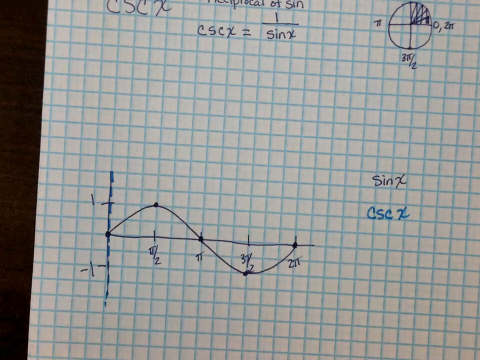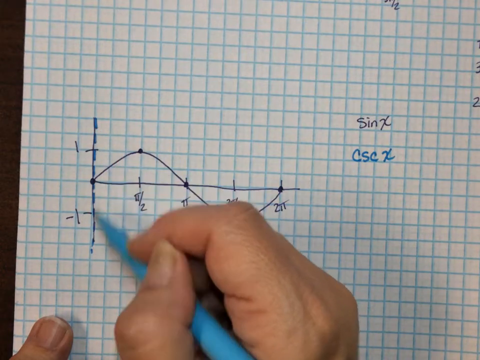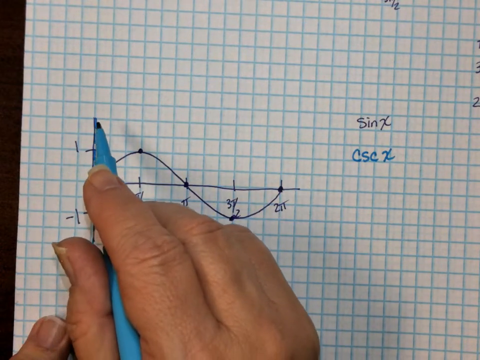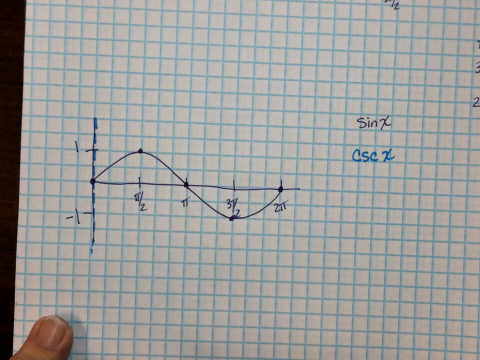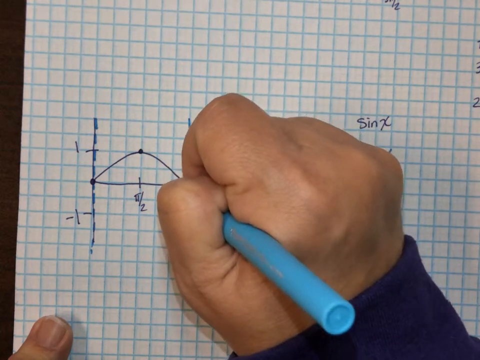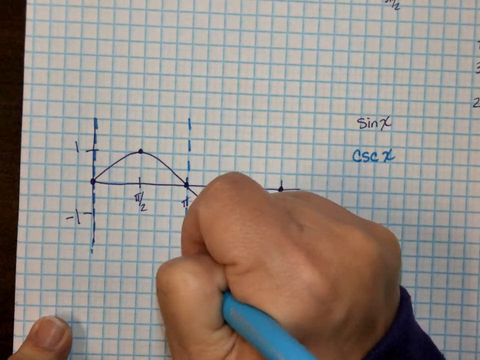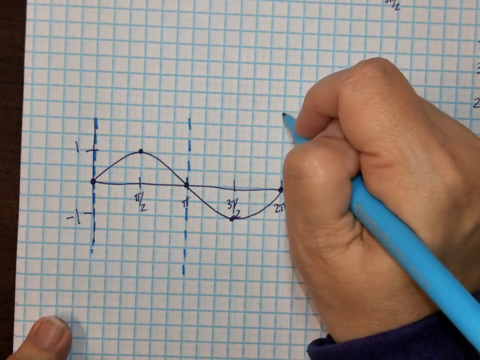So at x equals 0, there's an asymptote. You want to make sure you can see your asymptote, right? So if you put it exactly on the y-axis, nobody will know it's there. Got to kind of put it to the side. Asymptote at x equals pi, and asymptote at x equals 2 pi.